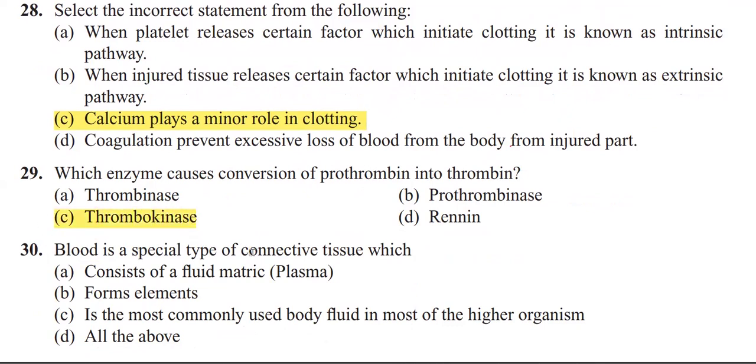Blood is a special type of connective tissue fluid. Consists of a fluid matrix called plasma and it has formed elements. Is the most commonly used body fluid in most of the higher organisms. All the above.